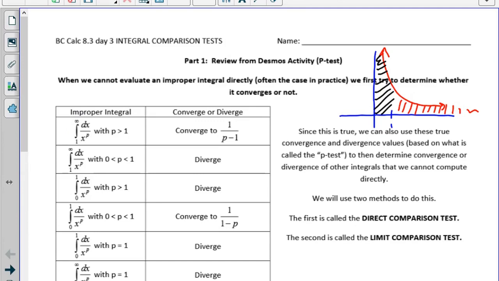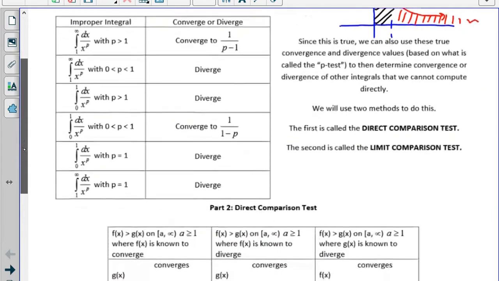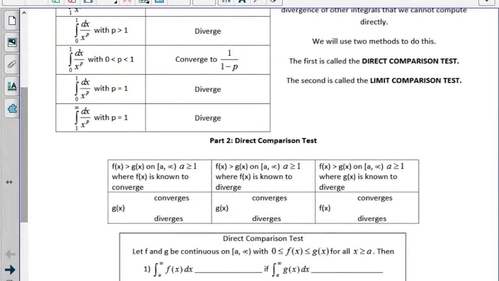If p is equal to 1, everything diverges, and that's because when we take the integral of 1 over x, we get the natural log of x, and that ends up not working out either with a 0 in there or an infinity in there. Or a 1 in it, like basically it never works out. So that is something that we learned yesterday, hopefully in our activity.